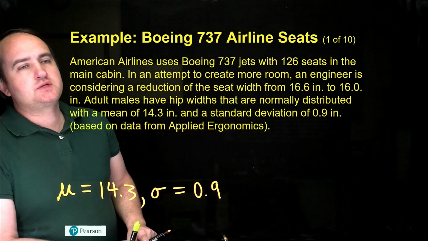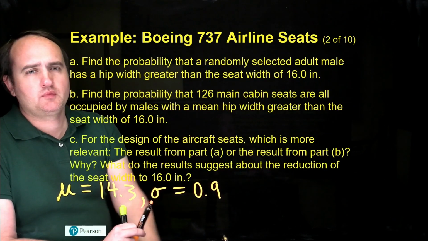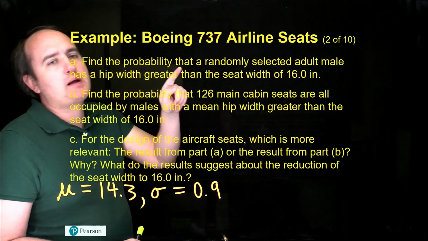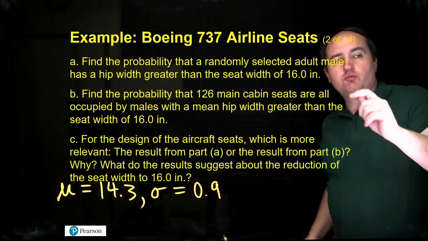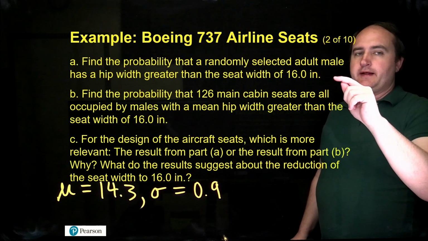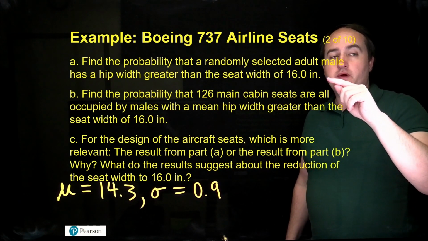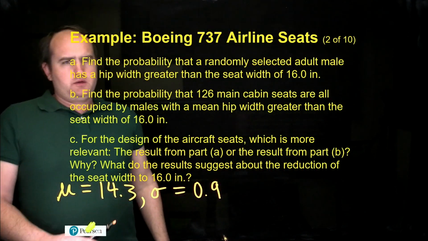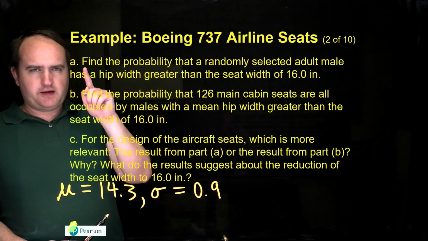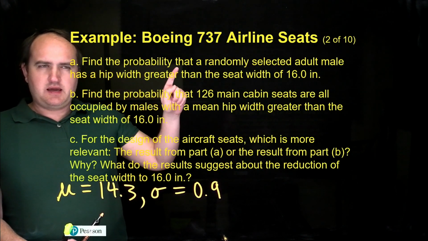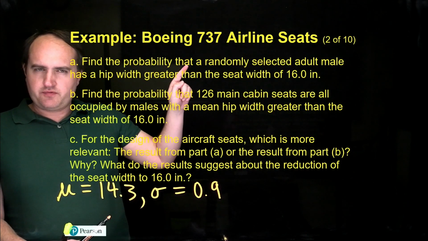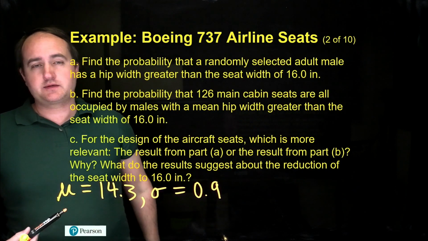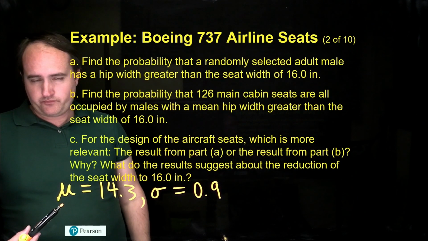All right, and then when we actually look at the problem, it has multiple parts. In part A, they want us to find the probability that a randomly selected adult male has a hip width greater than the seat width of 16.0 inches. So I want you to think about this. Do you think this is talking about the sample mean, or about an individual data value x? You can pause the video if you need to.